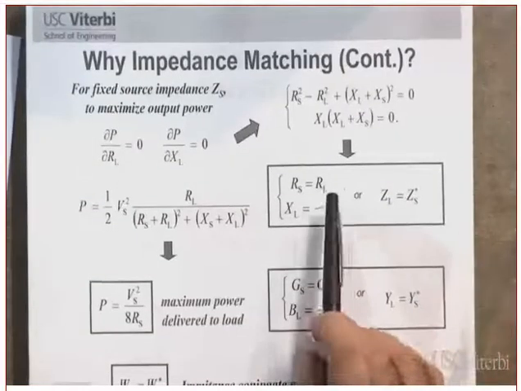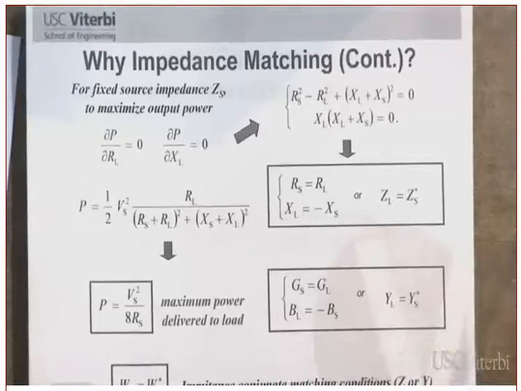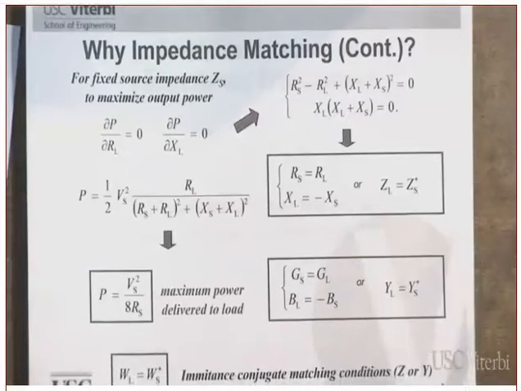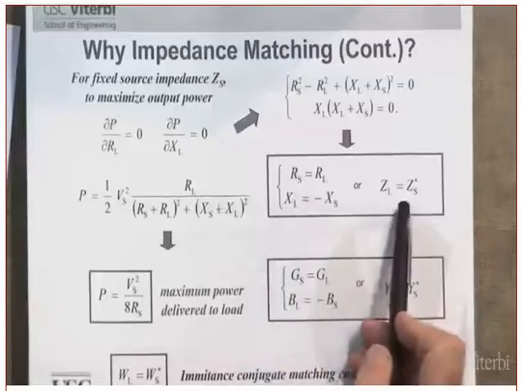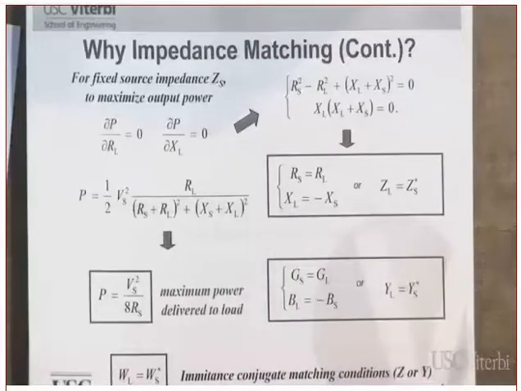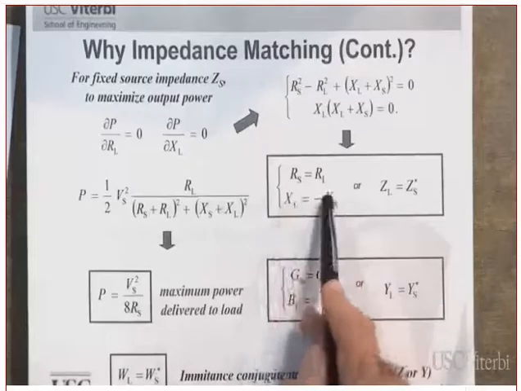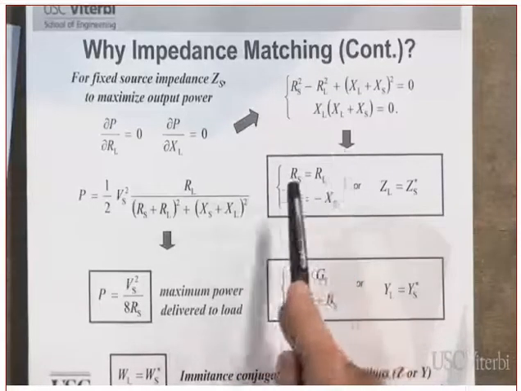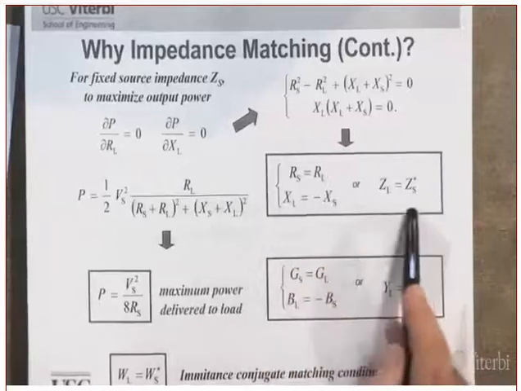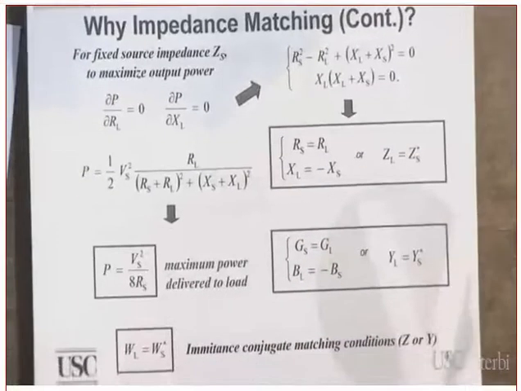A very interesting result is that for us to have power matching, maximum power transfer, the load impedance needs to be the complex conjugate of the source impedance. If the load and the source happen to be real, then they are going to be equal. Otherwise, it will be the complex conjugate of each other.